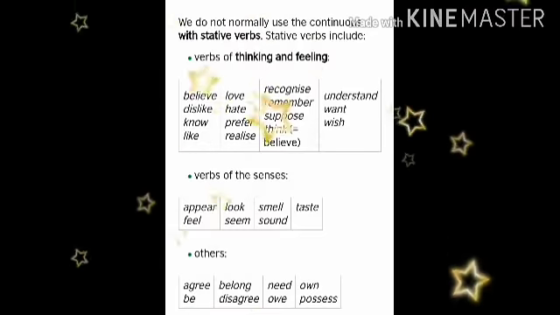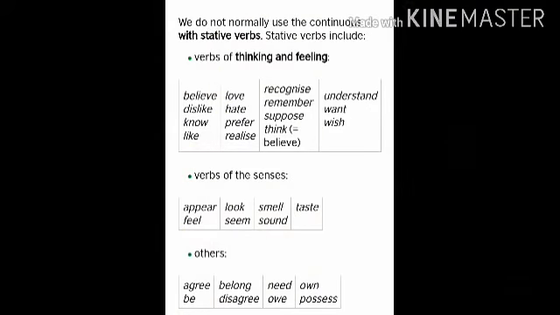Now, students, do we say I am hating it, or I am believing, I am knowing it, I am liking it? These sentences are grammatically incorrect. No doubt meaning is conveyed, but these are grammatically incorrect. The reason being, all these verbs which I have used in the examples are stative verbs, which are not used in their continuous form or ing form.